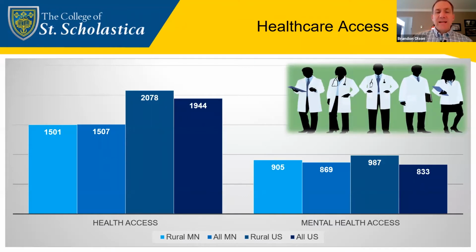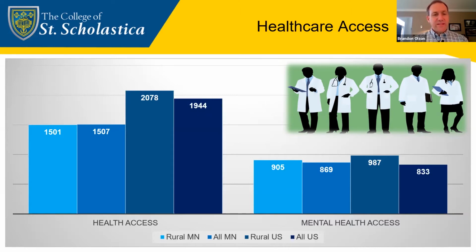Now, access to healthcare is important. So we took a look at the number of providers per population for rural Minnesota, all of Minnesota, rural US, and all of US. So each of these numbers represents the number of people per physician. And this is per physician, not necessarily primary care, but for a physician. So in rural Minnesota, we have 1,501 persons per each physician, whereas in all of Minnesota, it's slightly more, 1,507 for each physician.